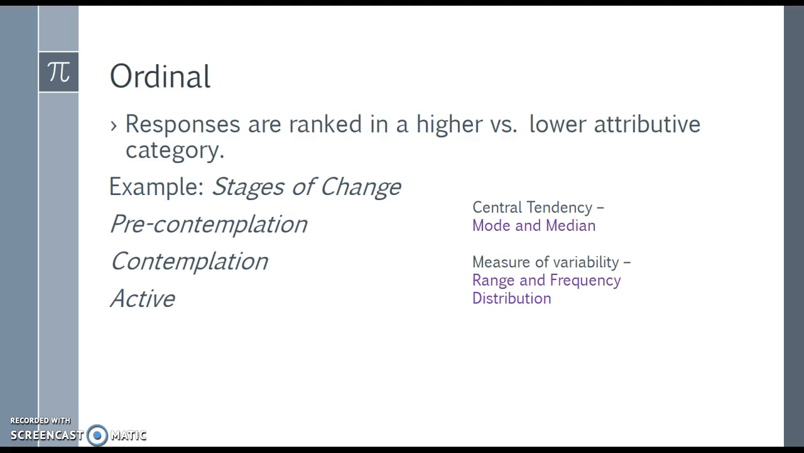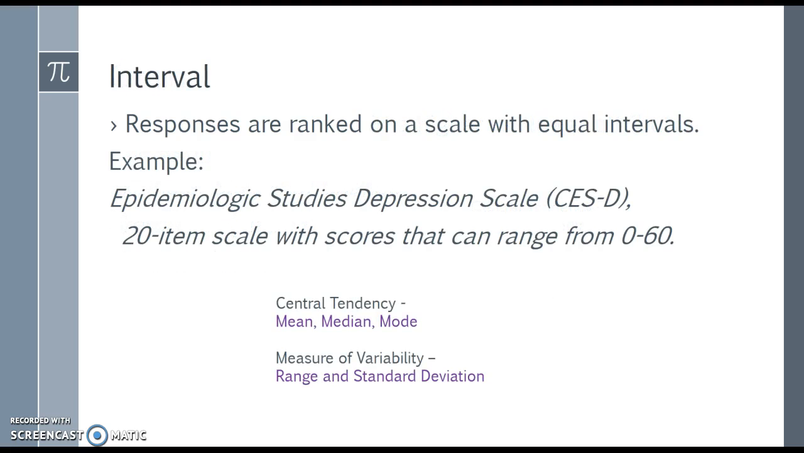And to measure variability, you'll look at the range or perhaps the frequency distribution. So using interval data, these are responses that are ranked on a scale with equal intervals. An example of this is if you use an instrument, for example, the Epidemiologic Studies Depression Scale. This is a 20-item scale with scores that can range from 0 to 60. And so a lot of your instruments that are Likert type scales will be interval. You can also think of age as interval as well if you are measuring the age of your participants.